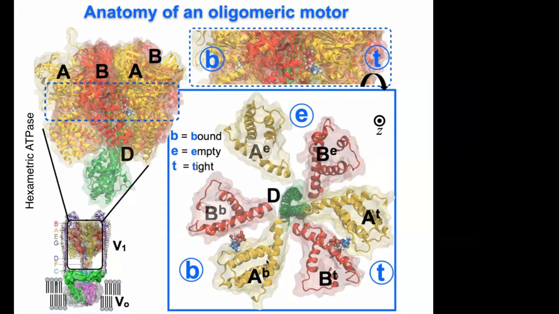Then there's another pocket that's a bound pocket, where once the ATP comes in, the empty pocket closes and becomes a bound pocket. And then inside the bound pocket, it even tightens further to become a tight pocket, where the ATP now undergoes hydrolysis and becomes ADP plus phosphate. And as that happens, there's a rotation that is induced in the center of the molecule.